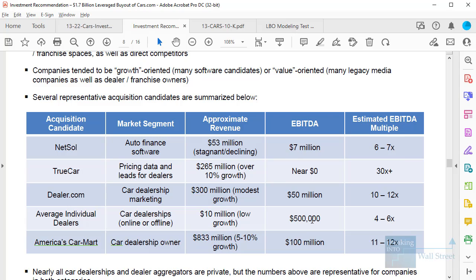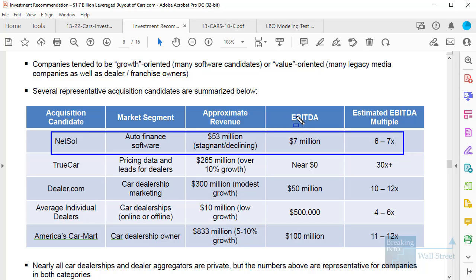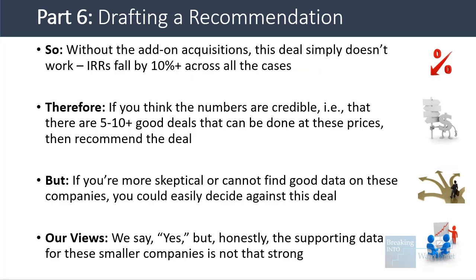just on that. A lot of these companies are too small or too big, and there are some like NetSol that fit into this very specific niche of offering software to auto dealers, but they're not that common, and we don't think there are actually all that many out there that can actually be acquired at a reasonable EBITDA multiple. So this deal really comes down to your interpretation of this data and how compelling you think the add-on acquisition candidates are. We say yes, but in real life, I think this deal would be difficult to push through unless we were able to find a lot more of these companies that were willing to be acquired.